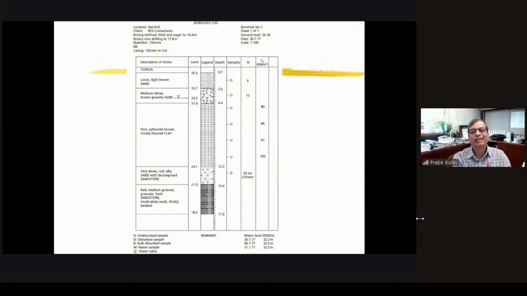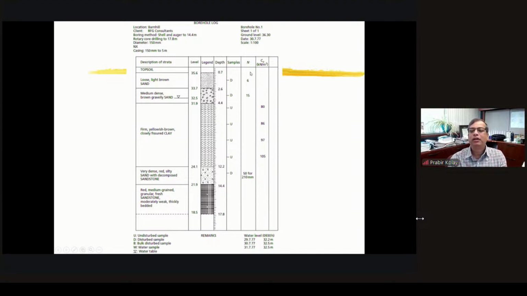So this is the same thing again, the N value, and sometimes you can see the depth over here. The first one is the depth, then description, legend, so different types of soil, and then the sample is here, in the fifth column. You see the samples, where D is for a disturbed sample and U is for an undisturbed sample. So that also needs to be mentioned.